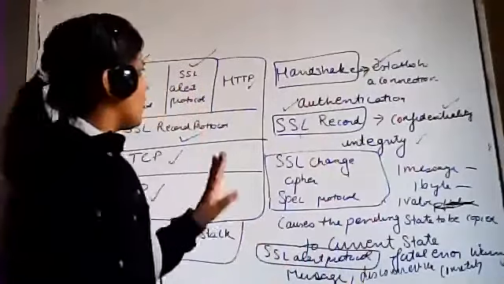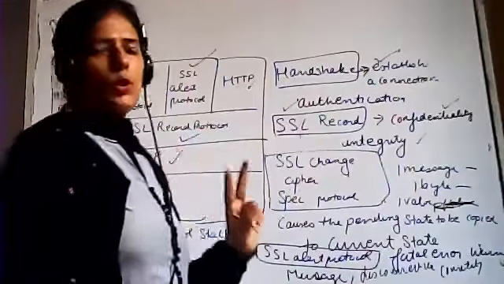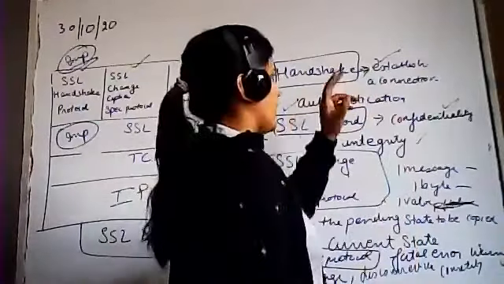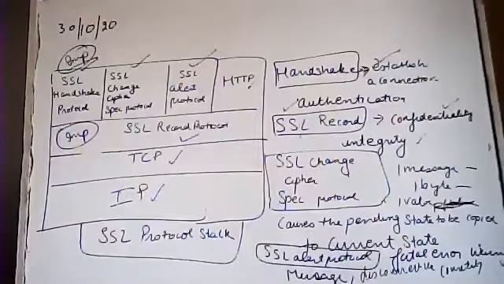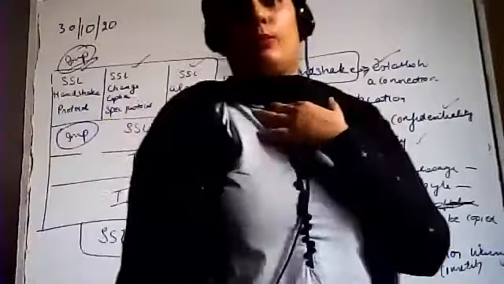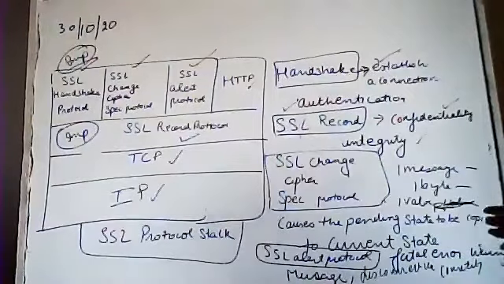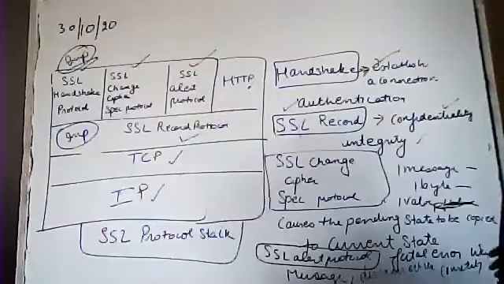Clear? The handshake and the SSL record are the main protocols because both of them implement the main features of security. The SSL handshake protocol will establish a connection and provide authentication. It will check that both parties are the right parties to communicate, so it will establish the connection between them. Then the SSL record will provide the confidentiality and integrity part.